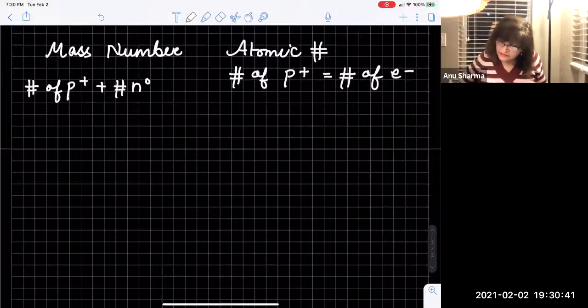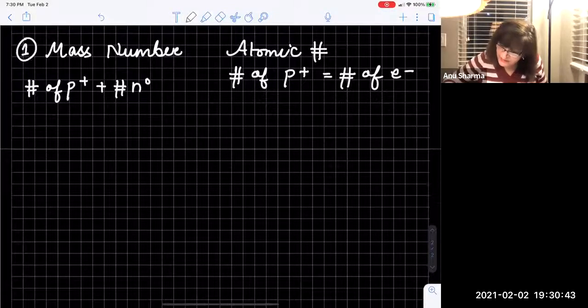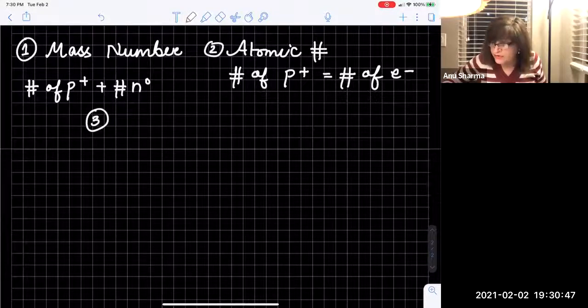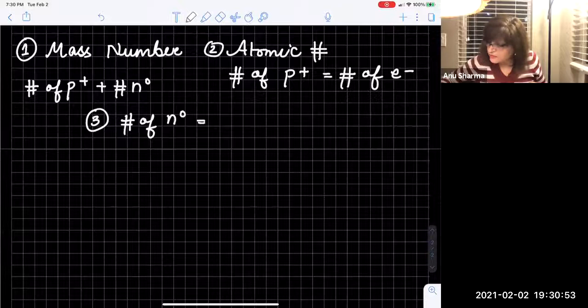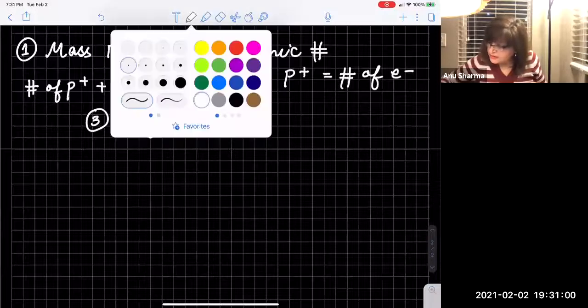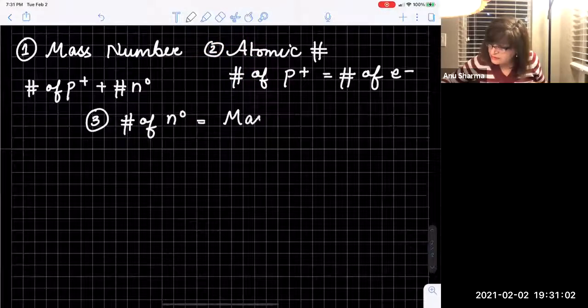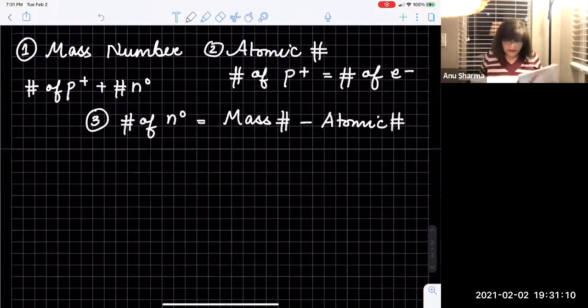Now, this is one piece, this is another piece, and the third piece is: how do you find the number of neutrons? The number of neutrons is determined when you take the mass number minus the atomic number. Okay, so let's find this first.